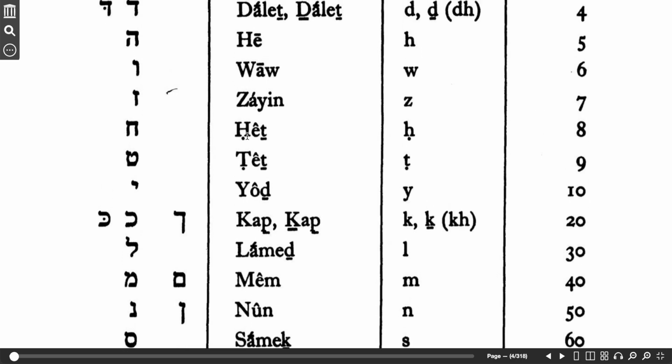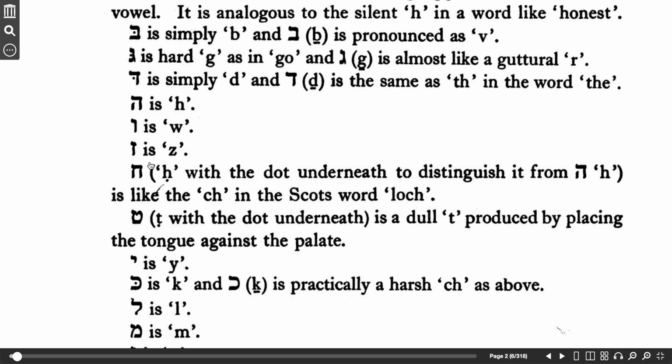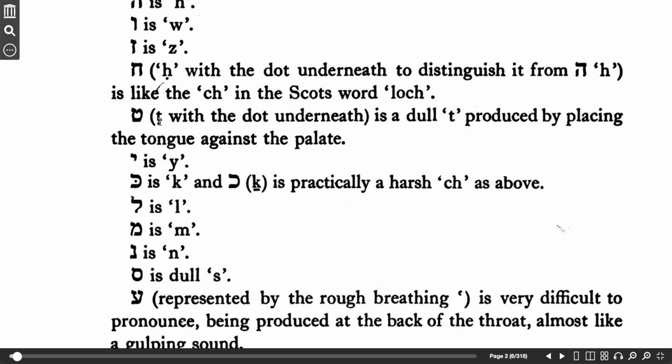So we finished up with het, and now this tet. It still has a guttural sound to it. This is what it looks like, but it's a T sound, and when you have a T with the dot underneath, it's like a dull T, produced by placing the tongue against the palate. It's again a little bit different. There's another letter that's coming that's the regular T sound.